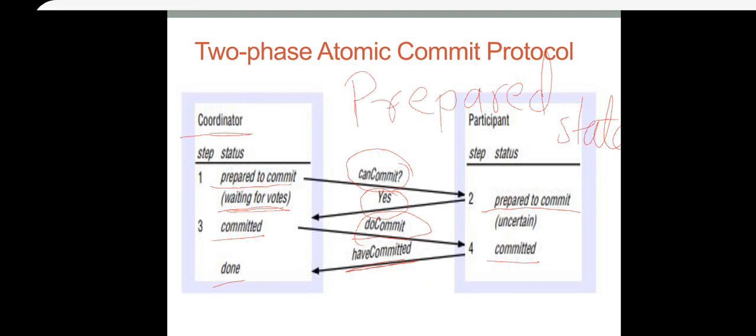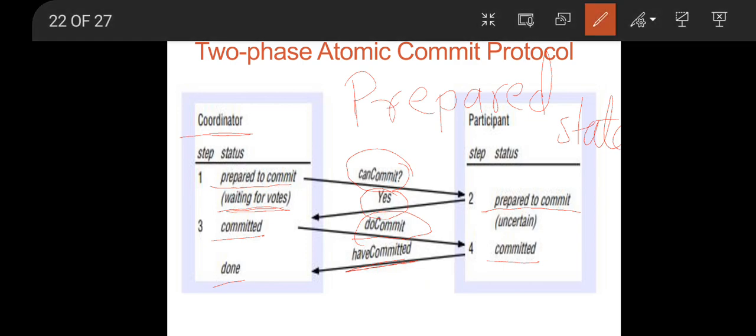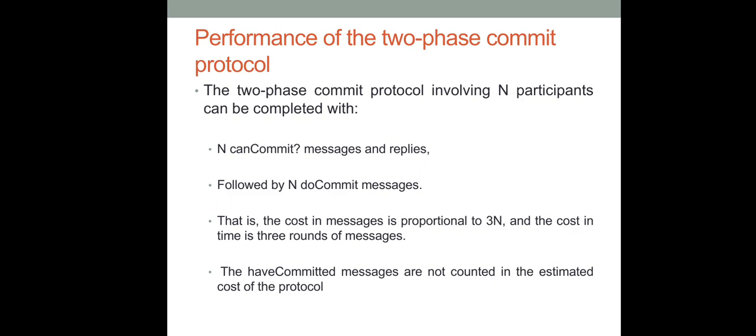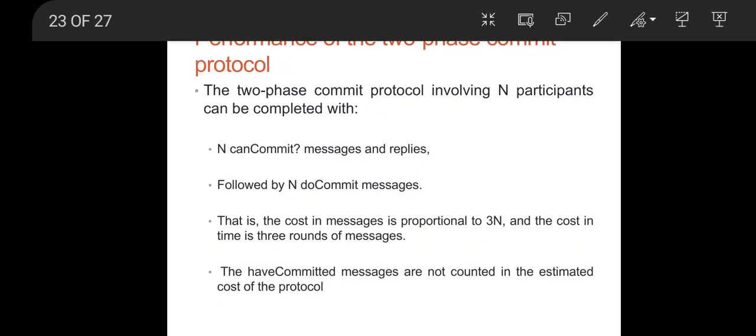Now the last one, the have committed message, is optional. You may have it or you may not. It depends on whether you, as an administrator of the distributed system, want to implement it or not. But the mandatory messages that must be communicated to achieve this atomicity using the two-phase atomic commit protocol are can commit, yes, and do commit or do abort. So for each transaction, the number of messages that will be required is 3.